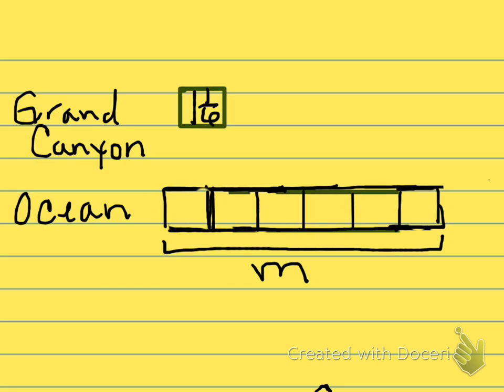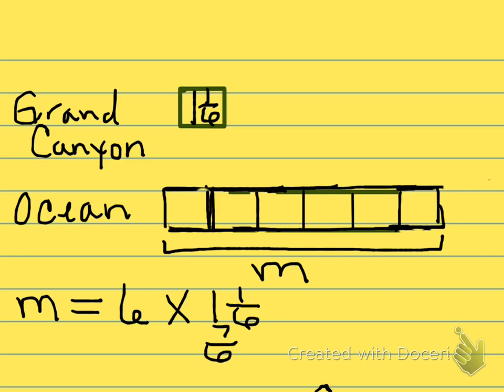So m will represent 6 times 1 1/6. So we have to look at our multiplication problem here and say, we have a whole number times a mixed number. We've done that. We've got this. We're going to convert 1 1/6 to 7/6. 6 times 7/6. Let's take a look.